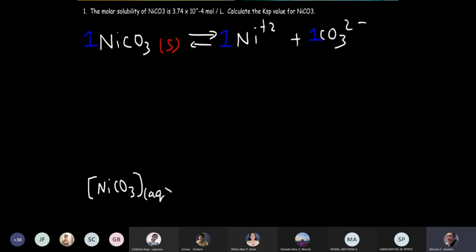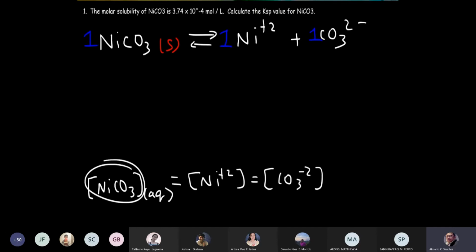So that's the amount that is in the aqueous phase. Now, because the molar ratio is 1 to 1, the concentration of nickel and carbonate is also equal to the molar solubility, which is basically that value.